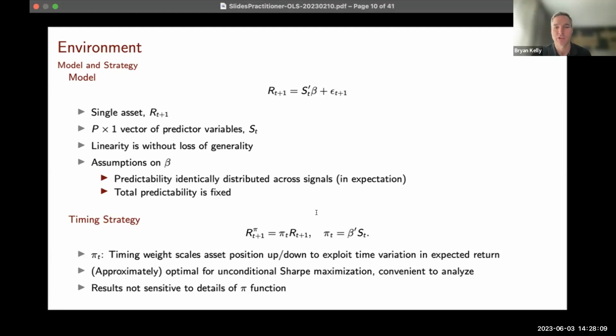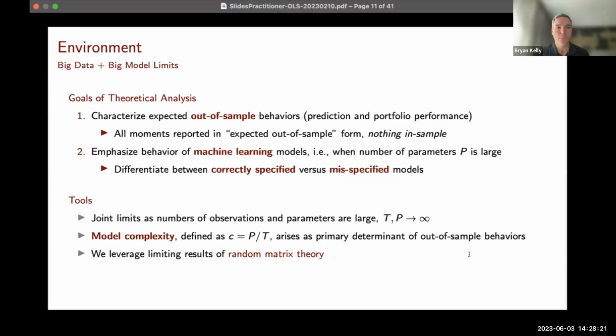None of these results that I'm going to show you are actually very sensitive to the details of these types of specifications, but perhaps in the Q&A, if there are any questions, we can discuss some of those ideas. All right, so what do I want to accomplish here?